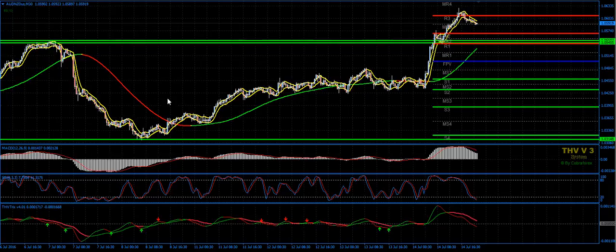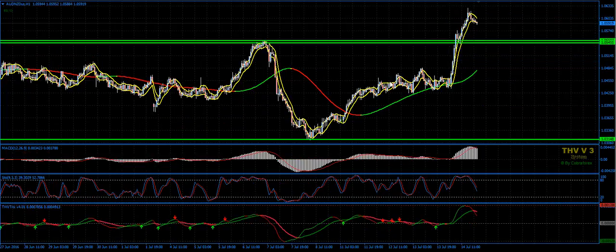The first one we're going to start off with today is going to be the AUD/NZD, the M30 chart. If you remember a couple days ago, I had mentioned there were two levels on my charts that I was willing to trade off of. It would be this one right here where I've got two green lines, and then a level down here where I've got the one green line.